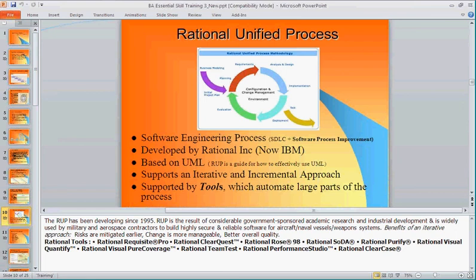Yes. So RUP is an object-oriented approach. Because it is an object-oriented approach, it uses UML and use cases. All right?